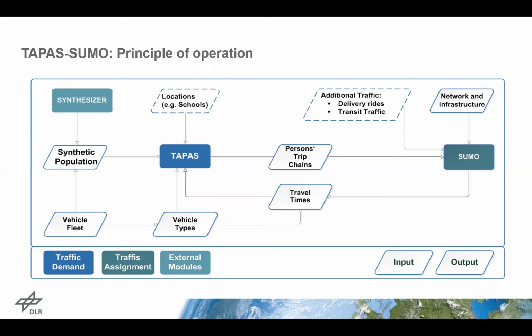And then we take the population, put it into TAPAS, and TAPAS calculates trip chains for every person, and plans activities for us, which are basically what you do in your regular work day, fits locations to these activities, and makes a mode choice for how you get there. And then you get a lot of trips for the persons in your study area. Then we feed these trips into SUMO.